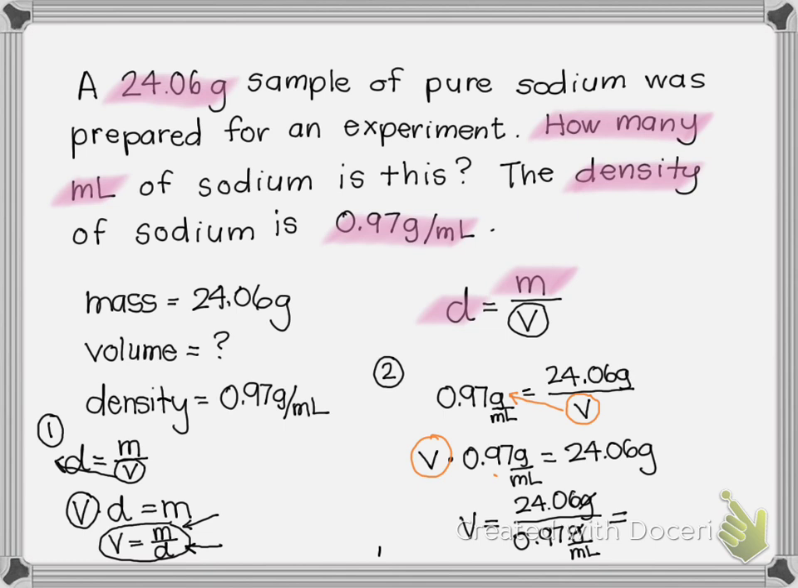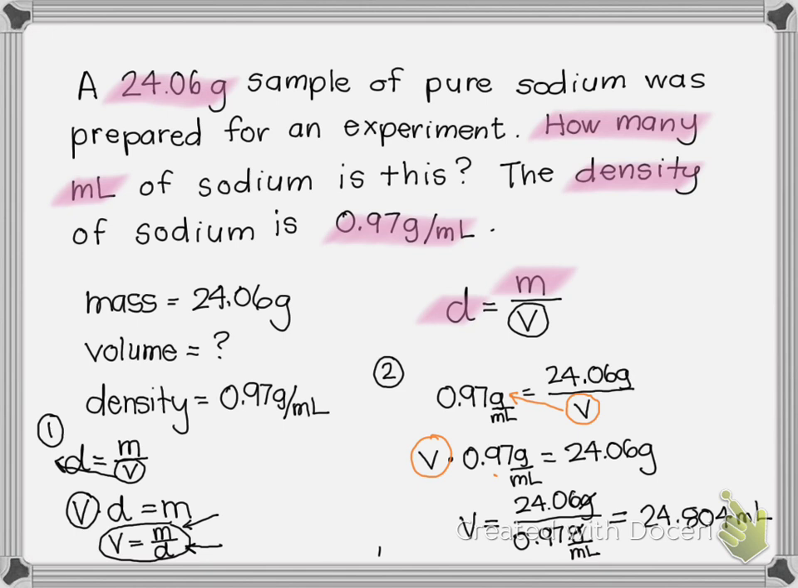And I get the number 24.804, and it keeps going. So now to report my answer in correct significant figures, I look back. The rules in multiplication and division are to look at the numbers that you're given and round to the number of significant figures of the number that has the fewest.